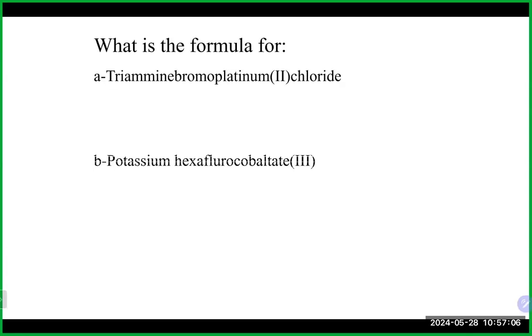All right, then let's do some formulas for these guys here. So write the proper formulas for each of these guys, see what you come up with. Okay, so let's take a look.